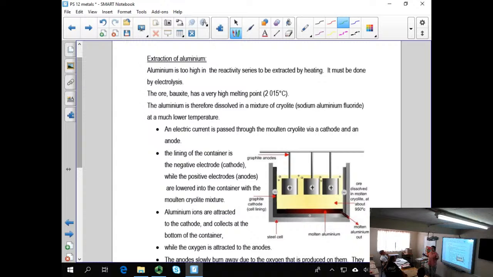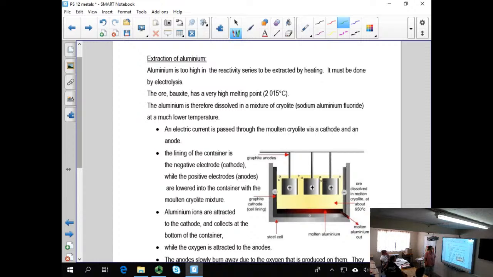So reducing it in a furnace with coke or carbon doesn't work because there's not enough energy for the carbon to remove the oxygen from the aluminium. So we use a different process, specifically called electrolysis. Now, electrolysis is very high energy because we need electricity to send through this molten ore, okay? And we need to melt the ore. And they have usually got fairly high melting points.